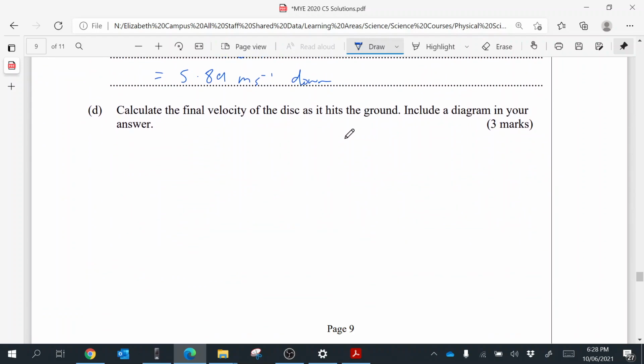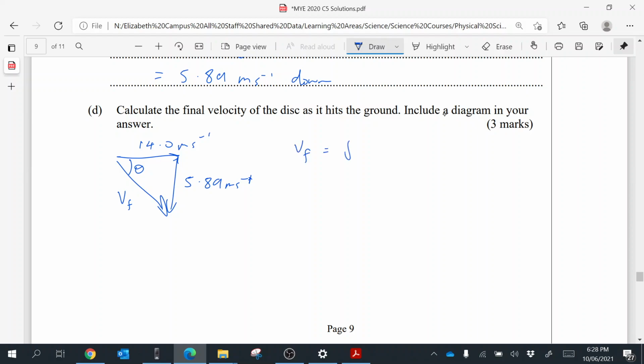Okay. Calculate the final velocity of the disc as it hits the ground. Include a diagram in your answer. Please use a ruler if you can. Okay, but I'm not going to. So 14 meters per second, it's a bit hard with the screen. And this is not to scale, 5.89 meters per second downwards. Okay, and then the final velocity is like this. So theta is there, and this is Vf.